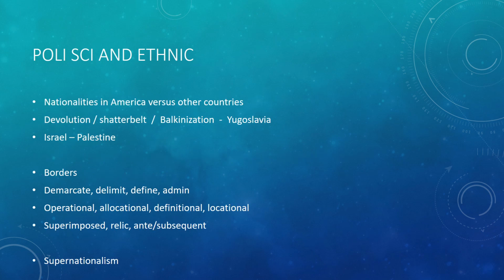Nationalities in America versus other countries we did. Devolution means a country is either one of two things, giving more power to the provinces or breaking apart. Shatter belt is an area of instability where countries are at risk for breaking apart. So you could argue that part of Africa where northern Africa meets up with the southern Africa is a bit of a shatter belt.